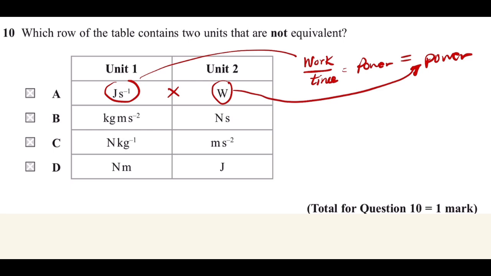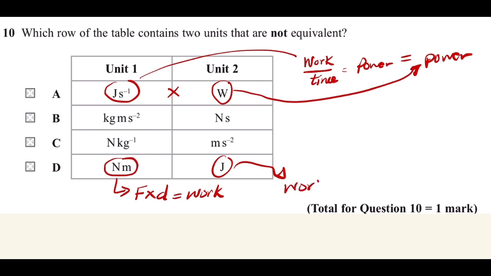So let me try D first. Newton meter, which is force times distance or displacement, equals work. And joule is the unit of work, so they are equivalent. So I'm not going to choose D as well.